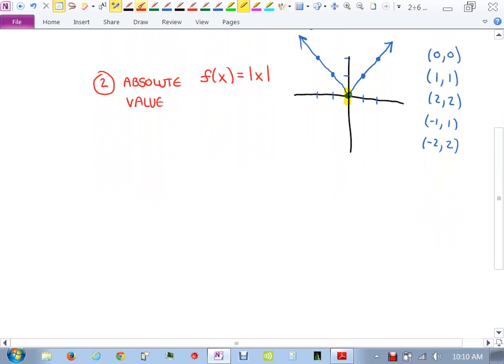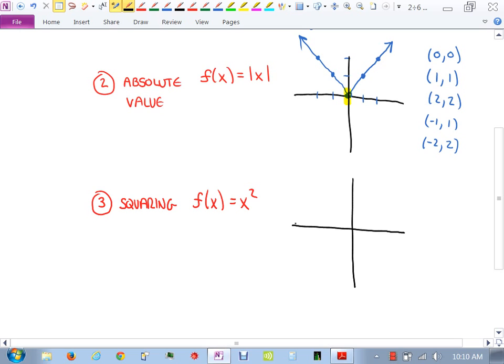The third function is the squaring function. And we did study the squaring function when we first started talking about functions. It's the one that squares whatever you plug in. So you plug in a number, it squares it. X squared. All right, let's plug in some points. Plug in 0, what do you get? 0. So we have a point at the origin.